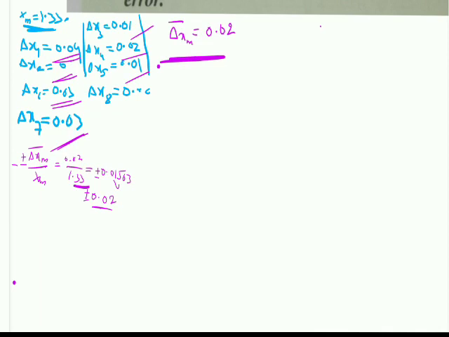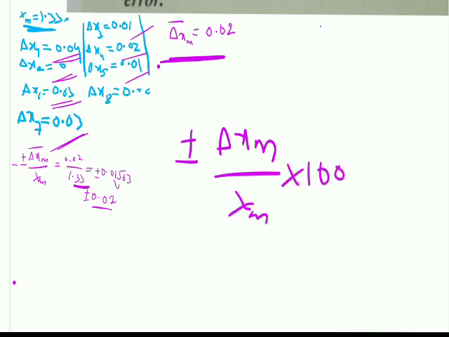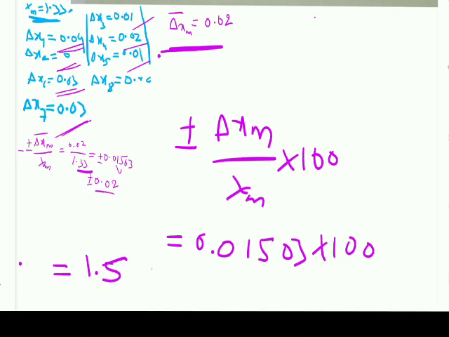Percentage error is plus or minus delta xm by xm into 100. So delta xm by xm value, 0.01503 into 100, 1.5 percent is the percentage error. It is the percentage.